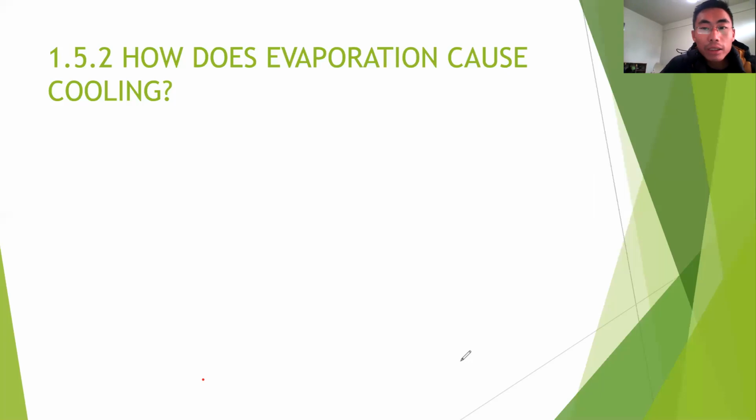Now, how does evaporation cause cooling? Just consider this example. When the doctor is going to give you a shot of injection, what does he do? He takes spirit in a cotton ball and then rubs it on the area where he is going to give you the shot. Now when the spirit is applied, you feel a very cool sensation, right? That is because the spirit is evaporating.